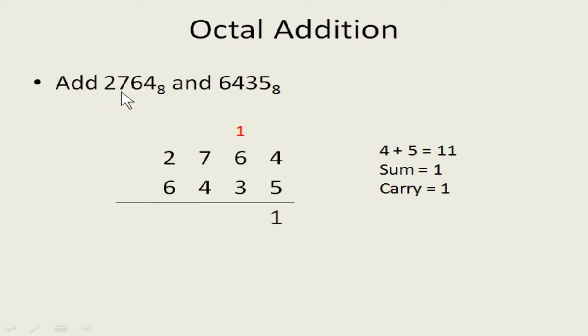You will get: add 2764 base 8 and 6435 base 8. Both are octal numbers because you can see the base is 8. First, you have to write the numbers according to the positional value. So you can see 2764 and then below that you will add 6435. According to the position, you have the ones as the last digit, then tens, then hundreds, then thousands. So according to the positional values you have to write.